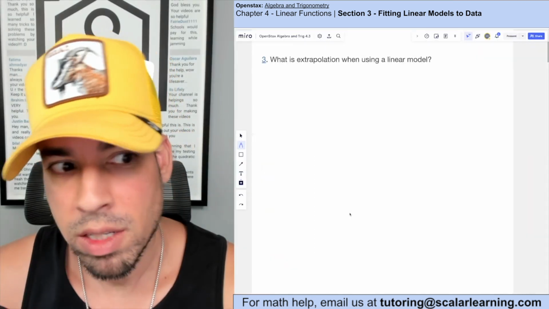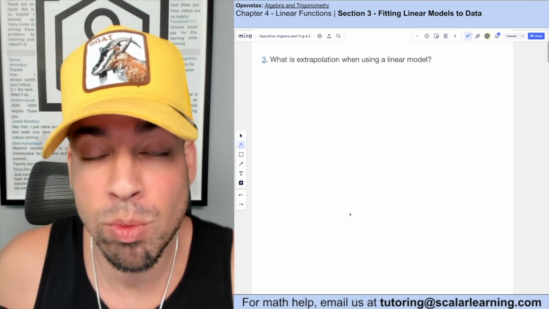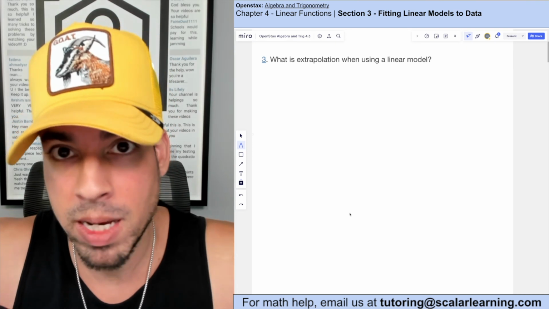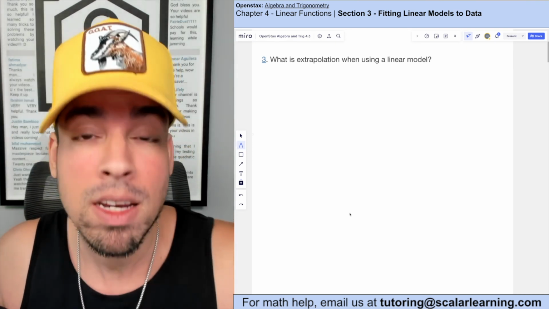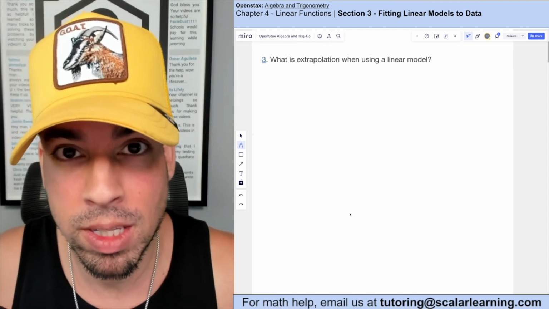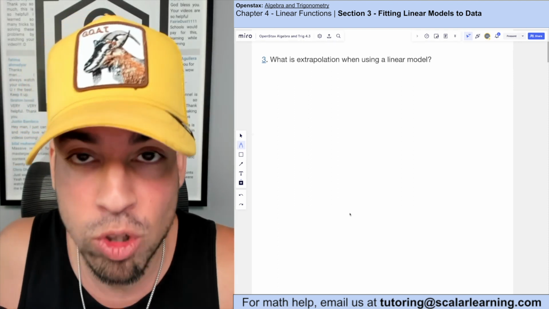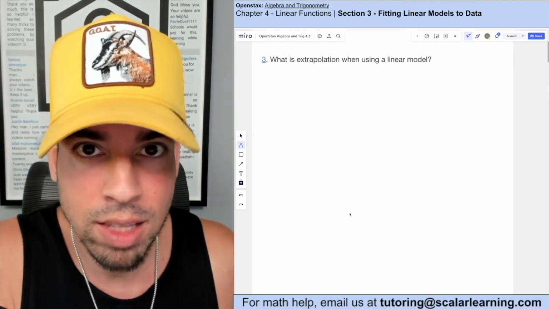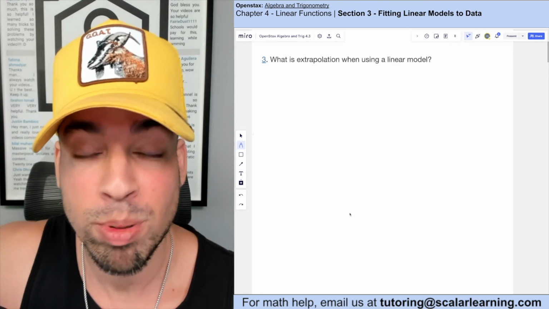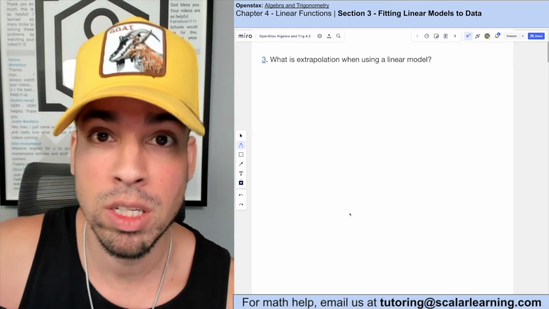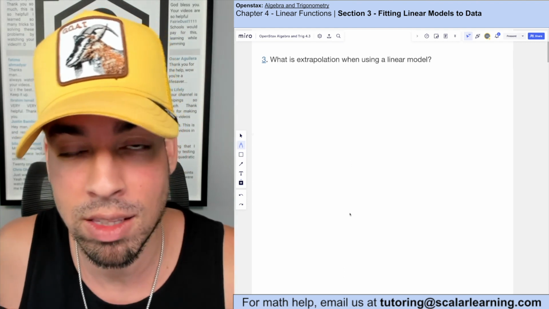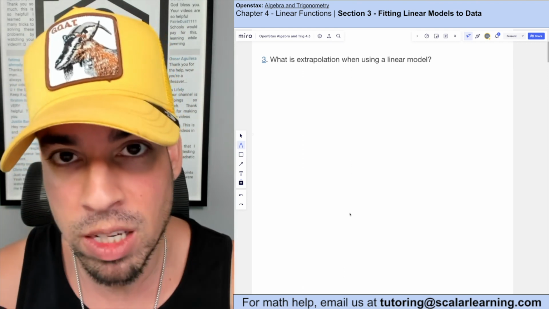That's how you do it. Boom, done. What is extrapolation when using a linear model? It's when we have a linear model predicting values within a certain domain and range, and then we try to apply that beyond the domain and range. For example, let's say we've mapped something out for 10 years, from 2010 to 2020, and that data creates a linear model. Then we try to use that to predict what's going to happen in 2030, 2040, beyond the domain used to calculate this linear regression model. So that's extrapolation. Boom, done.